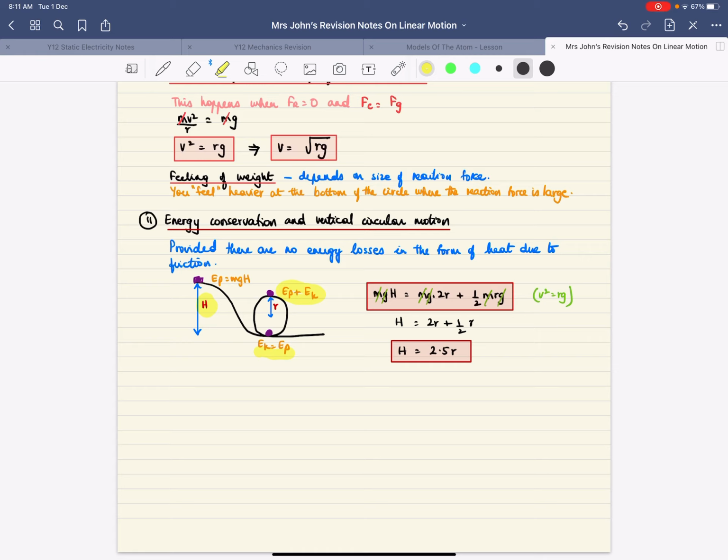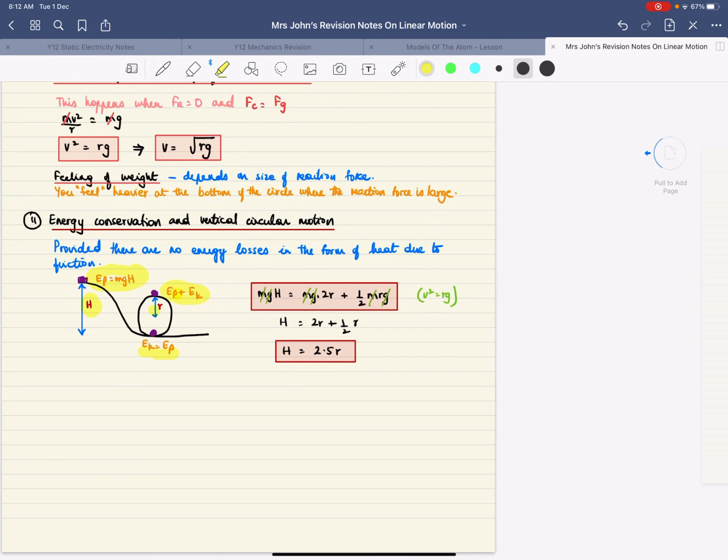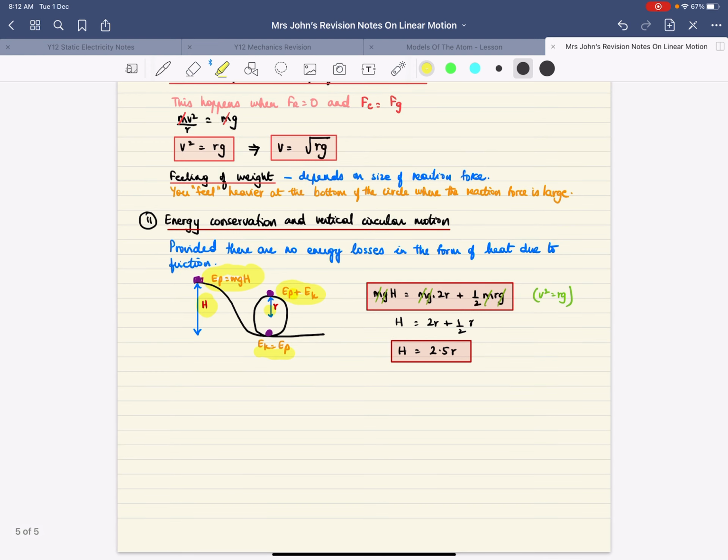it's moving as well as being at a height, so it's got two forms of energy, gravitational potential as well as kinetic. And so I just equated the energy at the top here to the energy at the top of this lower hill. That's why I end up with the relationship between capital H, the height of the high hill, and the radius: H is 2.5 R. Okay, and so that brings us to the end of linear motion, and I hope that was useful.